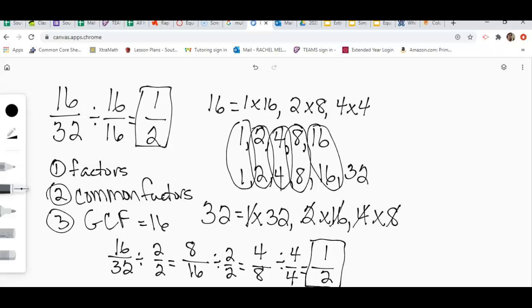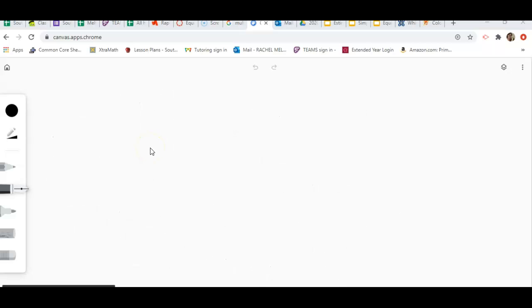Sometimes the fraction that you're given is friendly enough that you're like, oh yeah, I know that fact right off the top of my head. I don't have to go through all this. And then you might just want to start dividing. Sometimes you do need to do the common factor strategy because you just don't know where to start. So it really just depends on the fraction. Let me give you an example of that.